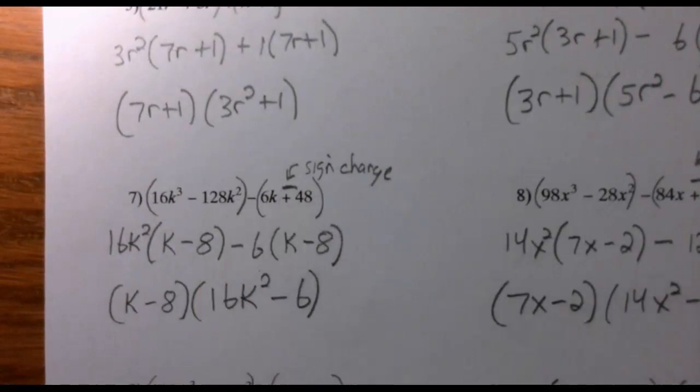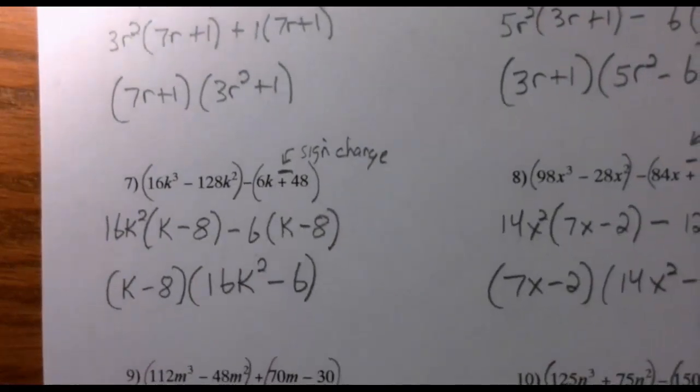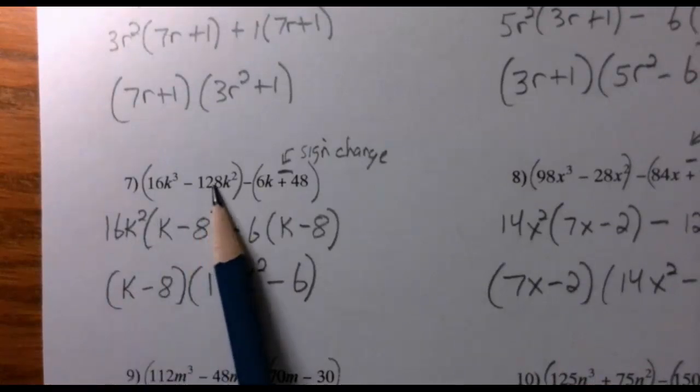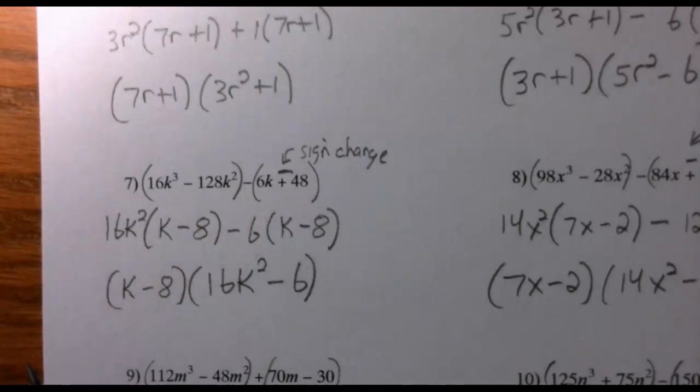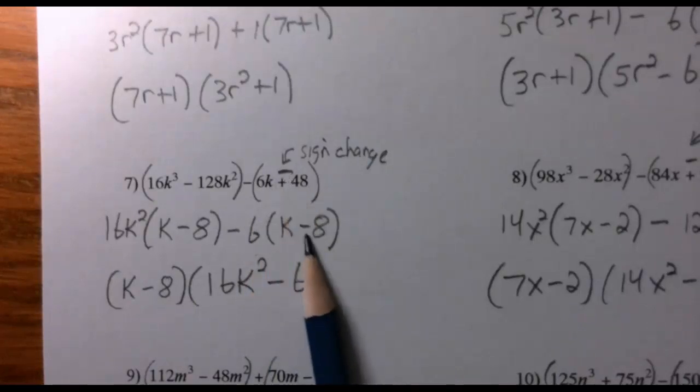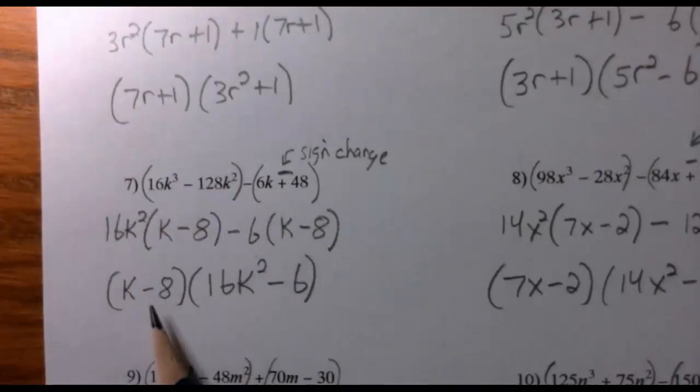Number 7 again, change the sign. I'll let you look at it. 16 is the common factor here between 128 and 16. And then the k squared comes out of both. 6 is the common factor here. Don't forget this becomes negative. The second one becomes negative. All right, so k minus 8, take it out.